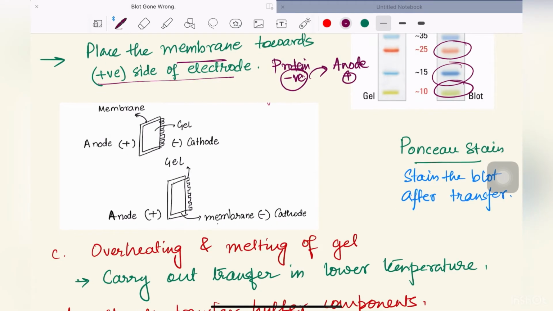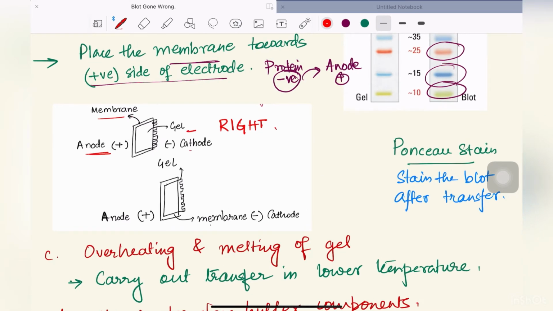Sometimes we have all faced a problem like this, that we have placed the membrane on the wrong side of the electrode. So what is the right case here? The membrane is placed towards the positive side and the gel towards the cathode side. While placing this transfer cassette inside the transfer tank, we should keep this in mind.